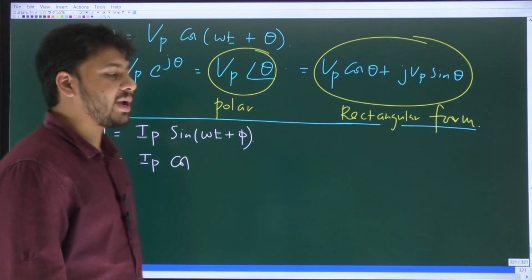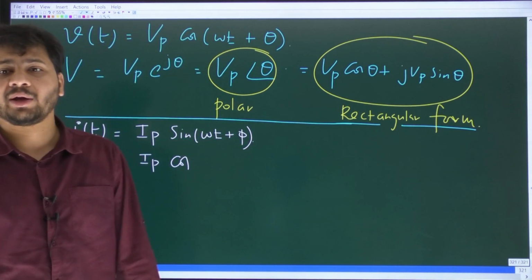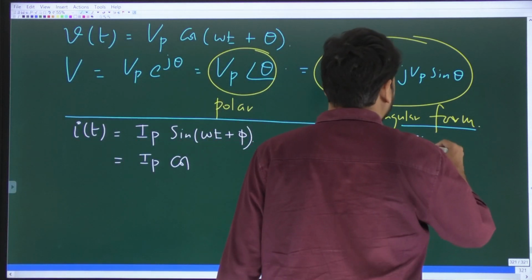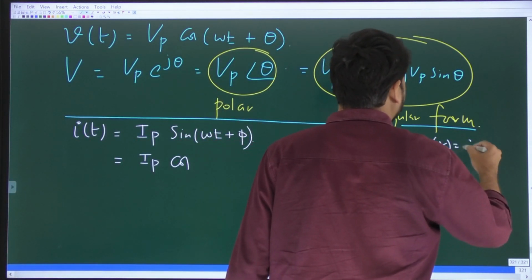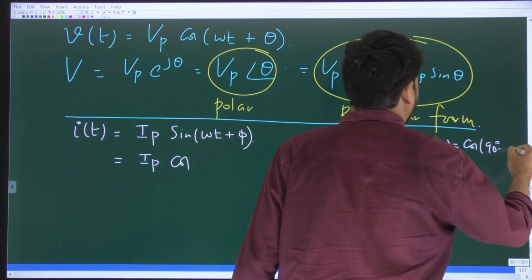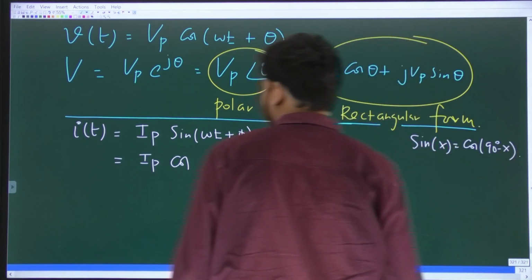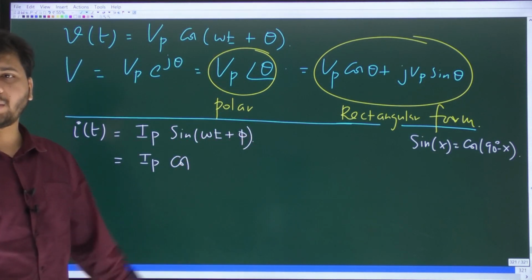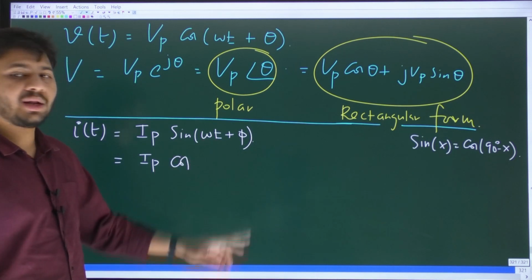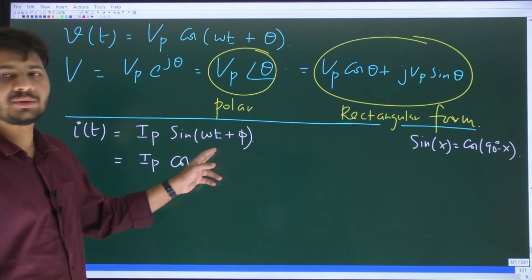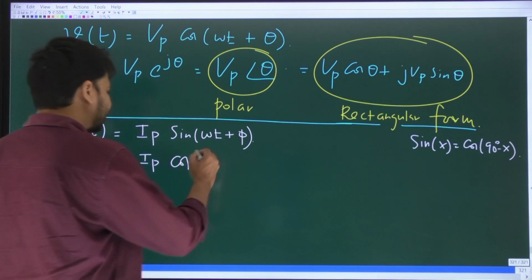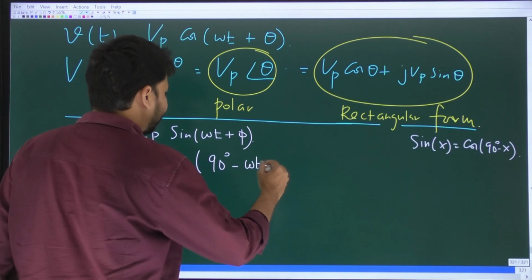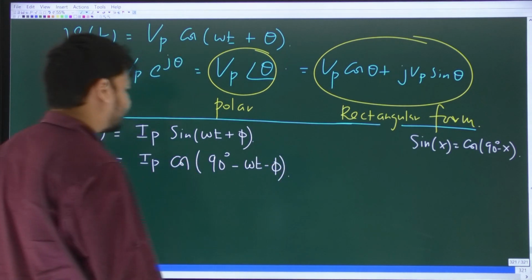You see, what is sin x? Cos of 90 minus x. Yes or no? Sin x is cos of 90 degrees minus x. So here in this i of t representation, let omega t plus phi be x. Then sin x can be written as cos of 90 degrees minus the same thing. So cos of 90 degrees minus omega t minus phi.